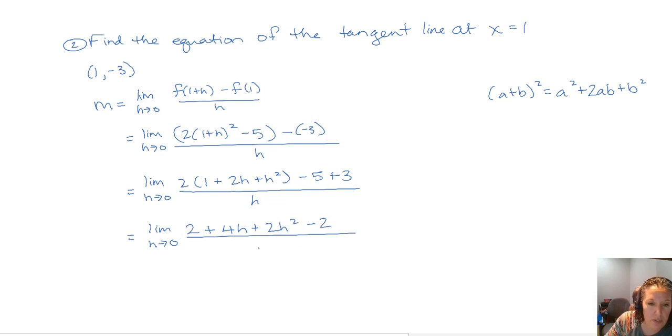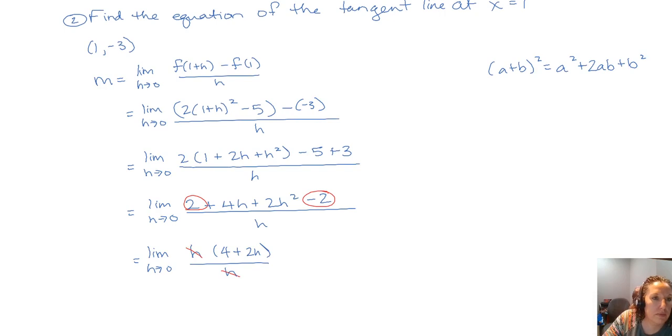That's going to be a negative 2 all over h, and it should always happen that those constants completely add to 0 and everything that's left has an h. So we can factor out that h in the top. If we factor that out, we're going to be left with 4 plus 2h over h. We can divide out h on the top and bottom. So we've got the limit as h approaches 0 of 4 plus 2h, and when we actually take that limit and plug in h equals 0, we do get 4. So that is giving us our slope.